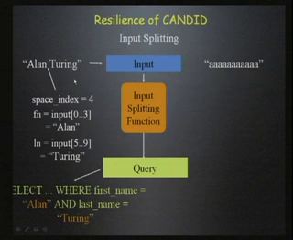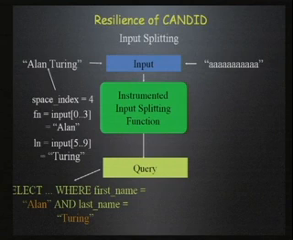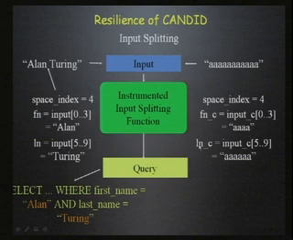So let's see what the CANDID transformation does. It starts with a candidate input of all A's, because it doesn't know the logic of the application. It just initializes the input with a string of all A's of equal length. Now the instrumented input splitting function gets the value of the space index, because we don't transform integers. So fn_c is input_c from 0 to 3, which is a string of all A's, and ln_c, the last name candidate variable, is a string of 6 A's. Right? Corresponding to Alan and corresponding to Turing.